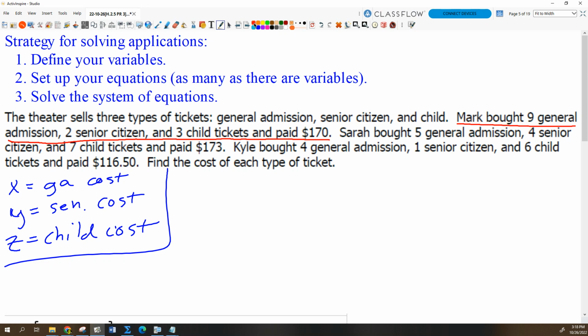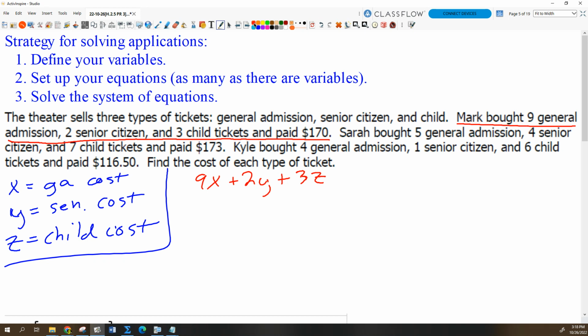3 children tickets, yeah, child tickets. How's that going to be? What do you think? 9x plus 2y plus 3z equals 170. That's right.